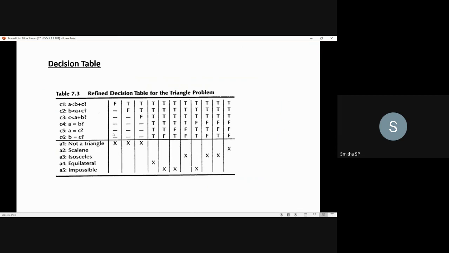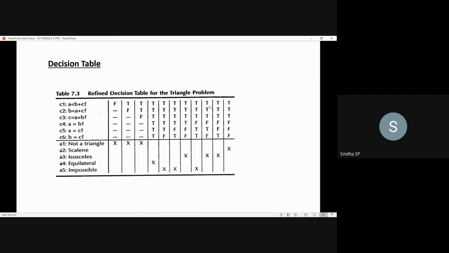A is equal to C, true. B is equal to C, true. So just observe this: A is equal to C, B is equal to C, in the sense A should be equal to B, but here they have marked A is equal to B as false. So this scenario we can't have. Okay, so it is an impossible scenario. So the action we are marking here is A5, which is impossible.